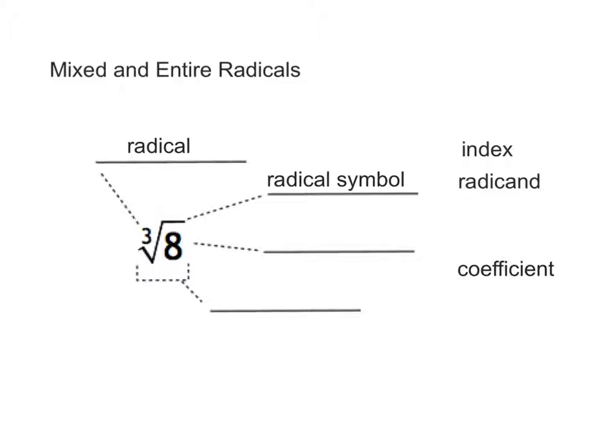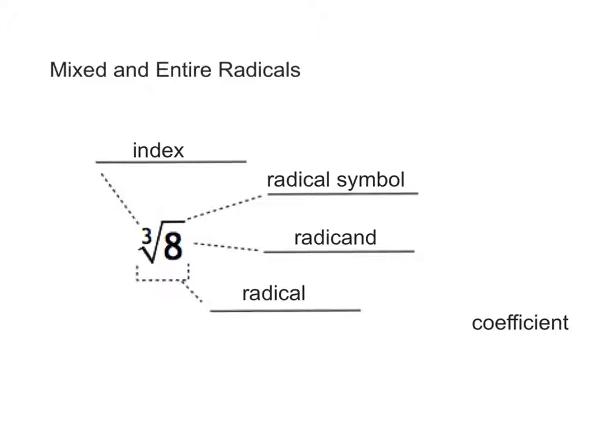The index, oops, radical is the whole thing, sorry. The index is this part here. I mixed up index and radical. Radical is the whole thing. The index is this little number, and it always has to have a little number like that. But we don't always see it. And then it has to have a radicand, which is the part inside the radical symbol.